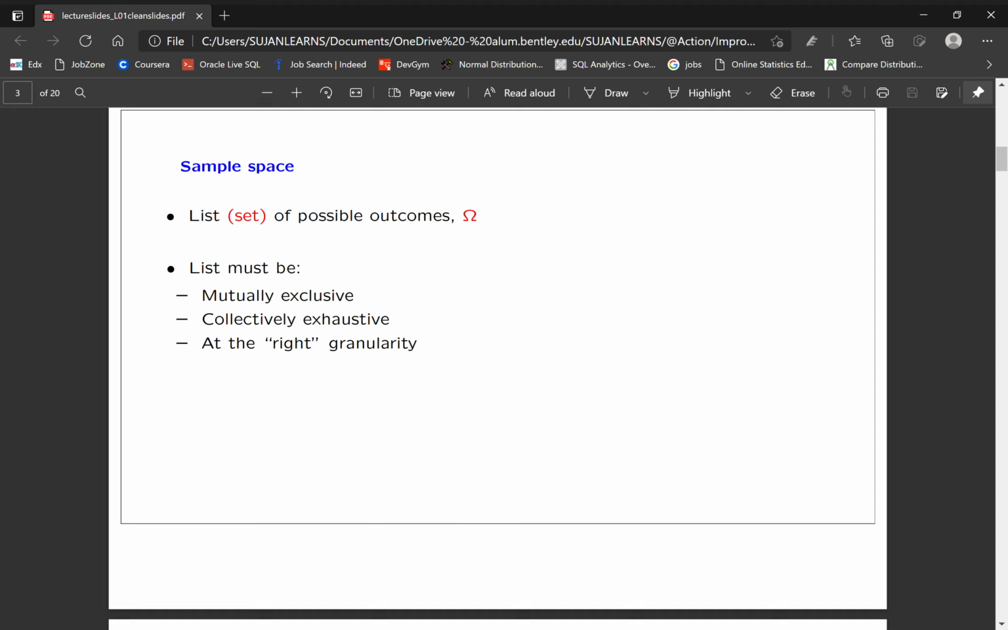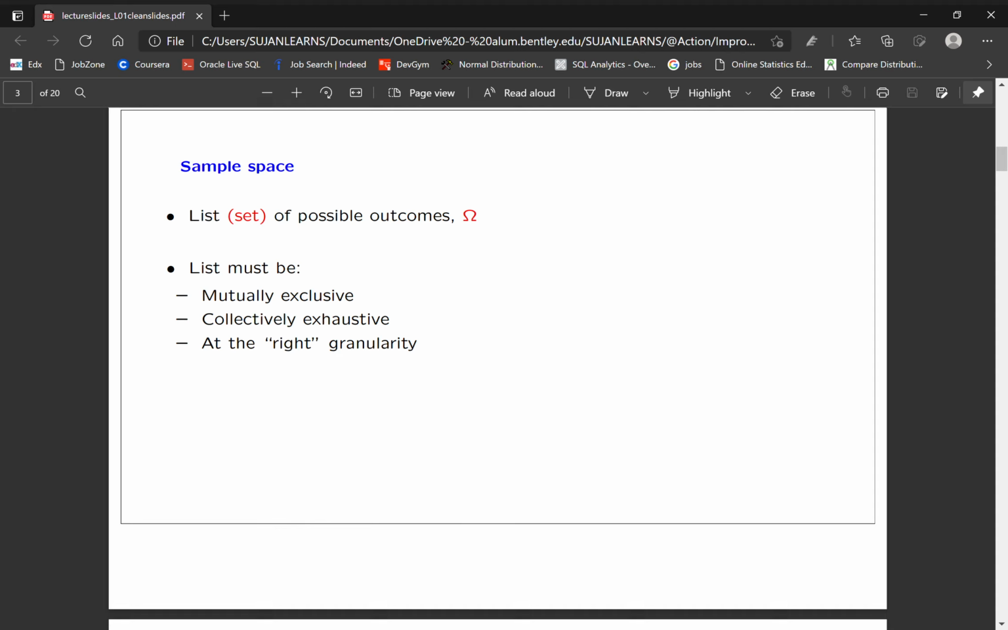So this list must be mutually exclusive. What does that mean? Mutually exclusive means at the end of the experiment, we can say that this outcome happened and this outcome did not happen. We should not be in a position to say that this outcome also happened, and this outcome also happened. We should be able to point to only one outcome among all the possibilities. It also has to be collectively exhaustive, meaning if you take all the outcomes, then they should exhaust all the possibilities of the outcome of that particular experiment. And right granularity.